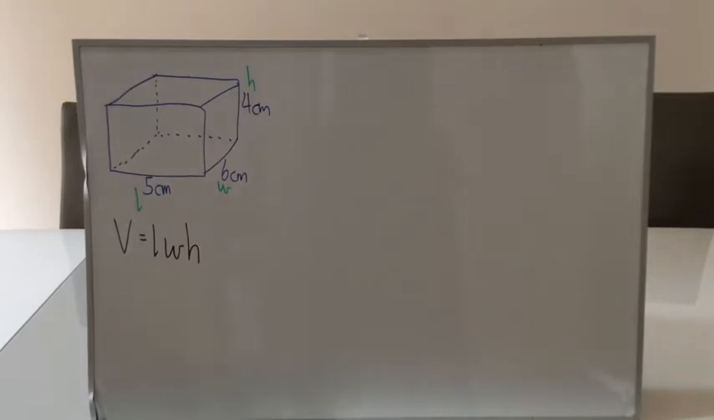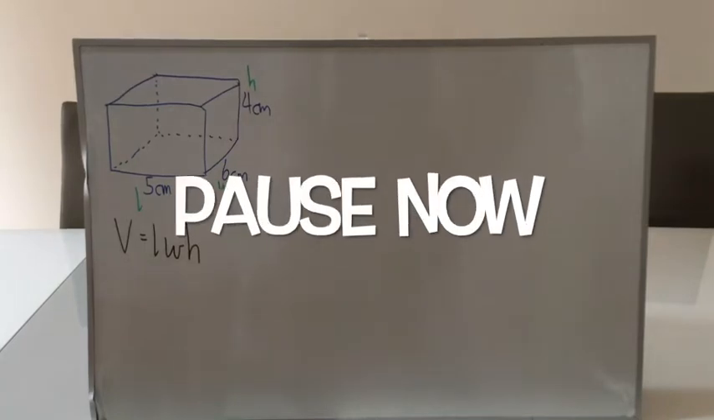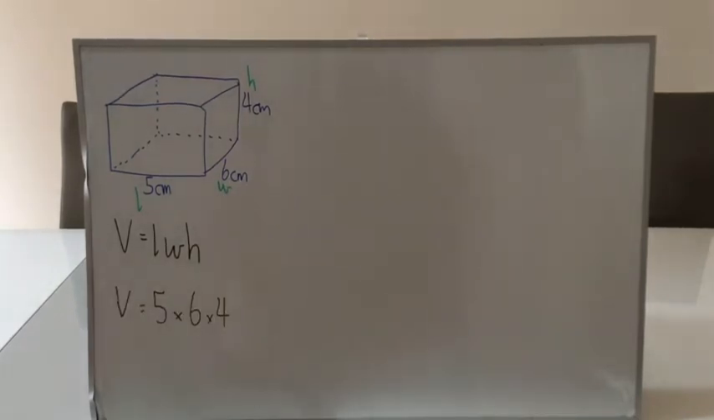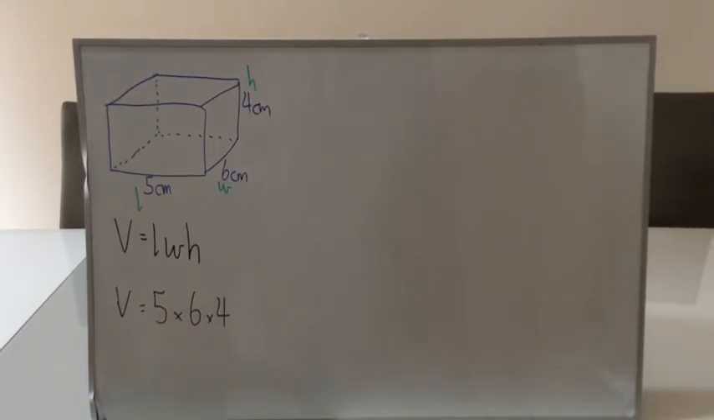Okay, now pause the video, swap those letters for the relevant numbers, and I'll do the same. If you ended up with this equation here, you are correct. Press pause again, type in your calculator, find the answer. If you got 120 centimeters cubed, you are correct.